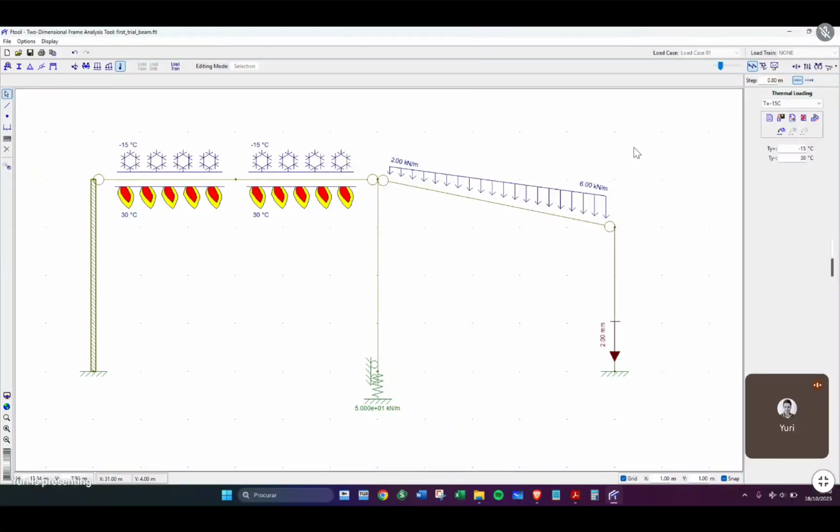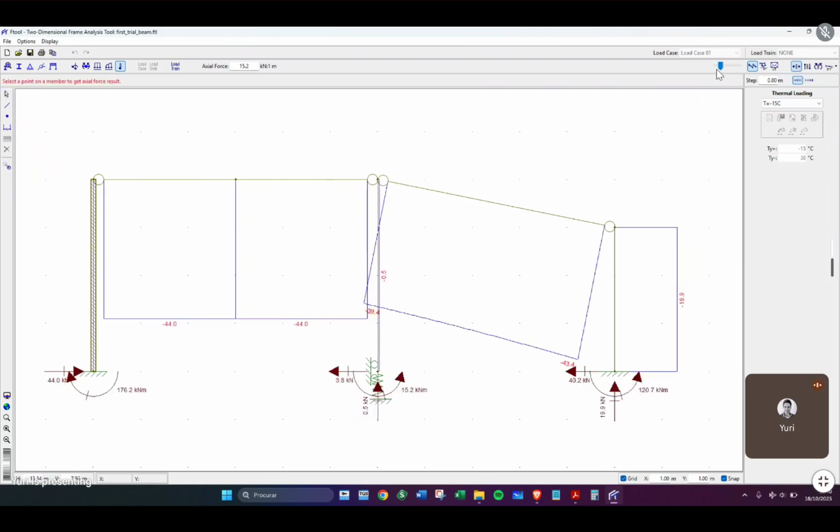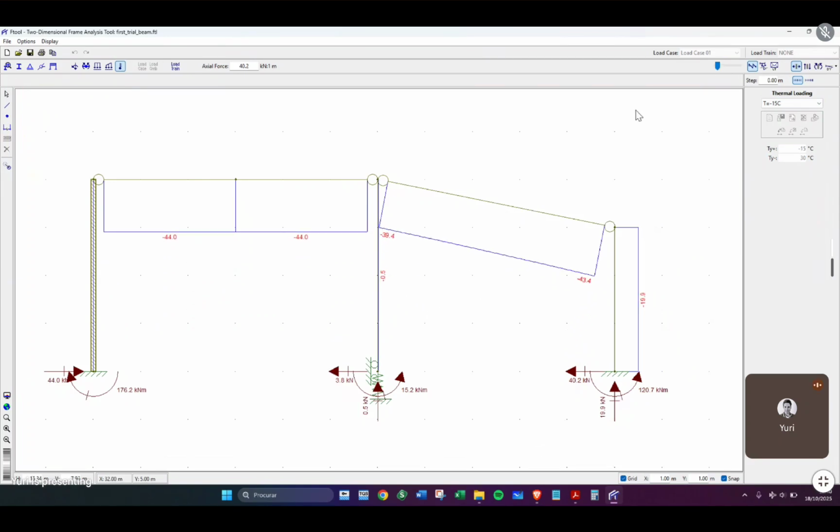All right, and finally, what we're going to do now is let's assess the internal loads. So the first one, let's see axial load. As you can see here, the structure is under a lot of compressive forces. So on the beam here, you have a lot of compression, around minus 44 kilonewtons. It's around 4 tons of load under compression.